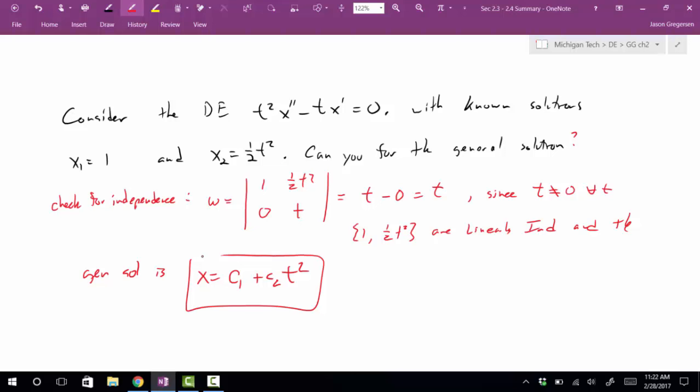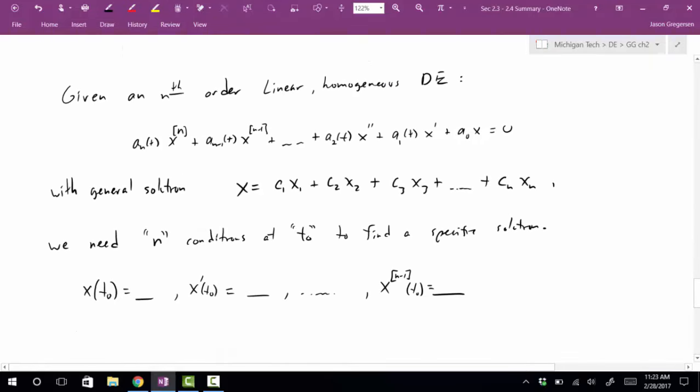Any questions? The 1/2 did disappear. Where did it go? Into the constant, right? I can certainly write C2 1/2 t squared. I'm just lazy. 1/2 is kind of a lot to write. So. Other questions? All right. Next piece of theory.